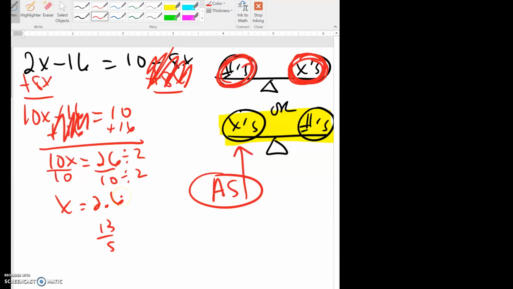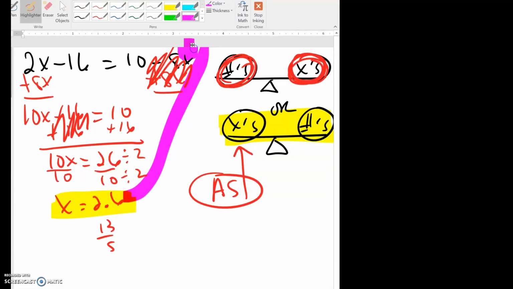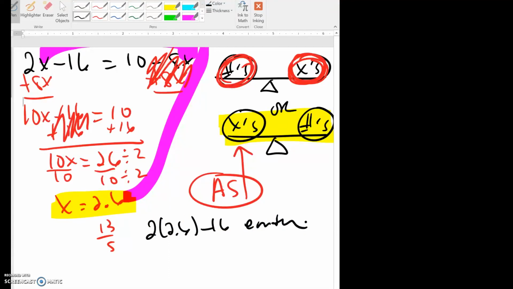All right, so now the last step is, remember to check your answer. So we're going to take this answer and plug it in where the x is and where the other x is. And we're going to make sure it actually works. So 2 times 2.6 minus 16, enter on my calculator. And then I'm going to put 10 minus 8 times 2.6, enter on my calculator. And if they both balance out, it's good. And I think I got a negative 10.8 here and a negative 10.8 here. So what that means is that they both balance. So I know that I'm right.